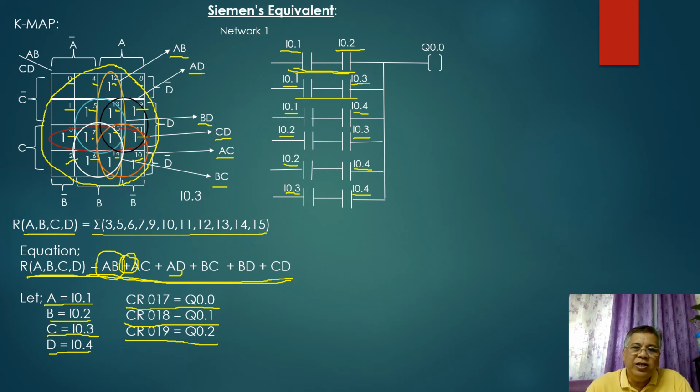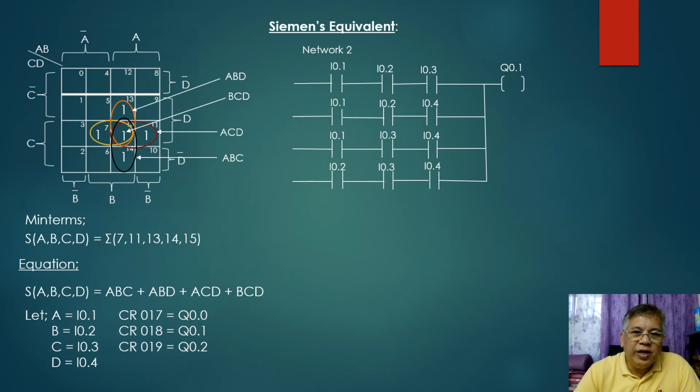Okay, so this is your Siemens equivalent, and the output, the red pilot light, will be represented by Q0.0. Okay, so for the siren, these are again our minterms. We have already determined that one. So let us locate that in our map.